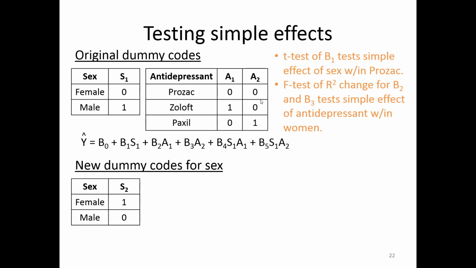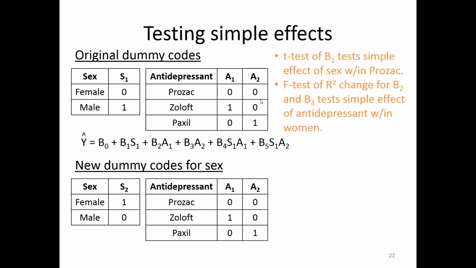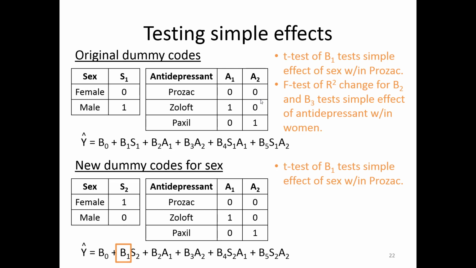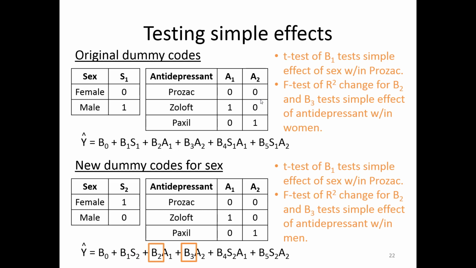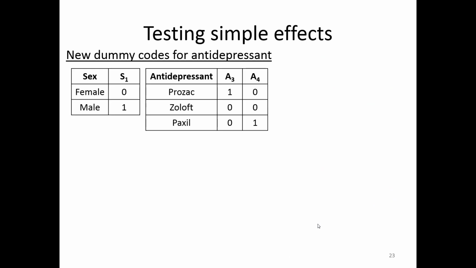Okay, so new dummy codes for sex: we code males as the reference group now, and for antidepressants we just leave it the same. Now the t-test of B1 would give us the simple effect of sex within Prozac. I think that's what we just got. Yeah, we just got that above. But now the F-test of R-squared change for B2 and B3 tests the simple effect of antidepressant within men. So up here we did that simple effects test within women. Now we would do the F-test of R-squared change, testing the simple effect of antidepressant within men.